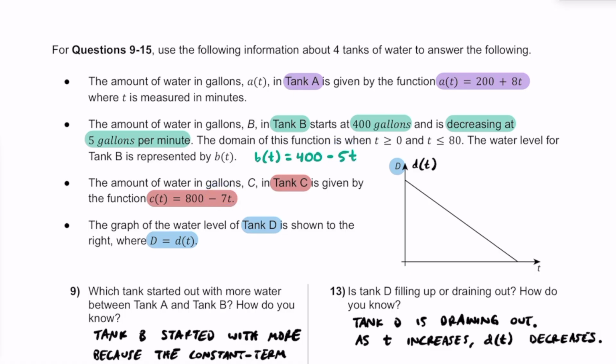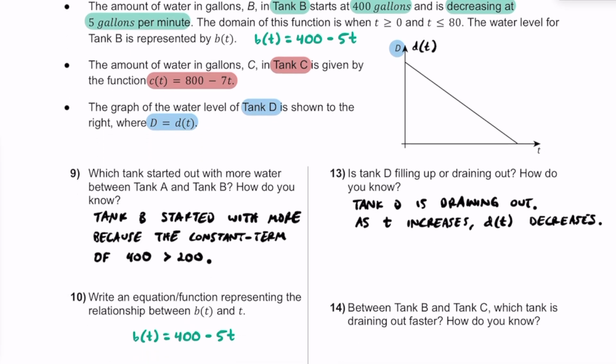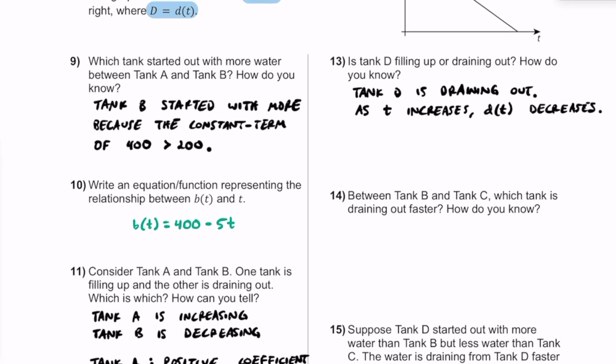So function C is going to be losing faster because it has a greater coefficient here, or a greater absolute value, I guess you could say. So we can go ahead and say here that tank C is draining faster because the absolute value of negative 7 is going to be greater than the absolute value of negative 5.